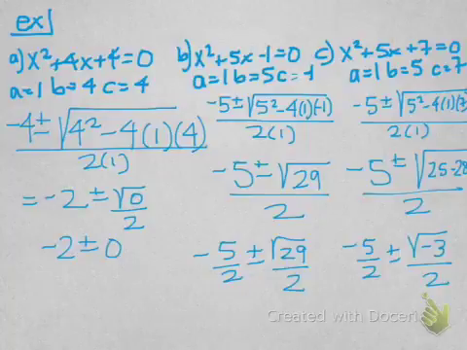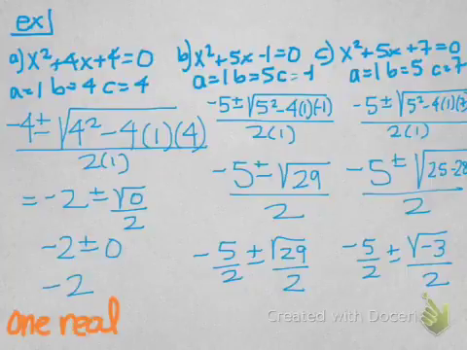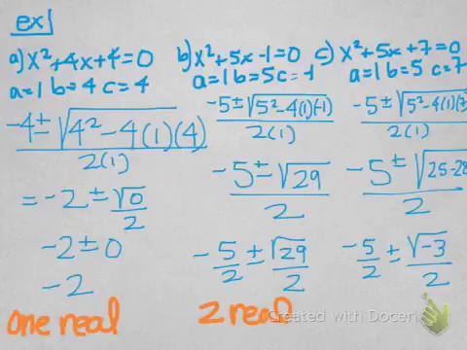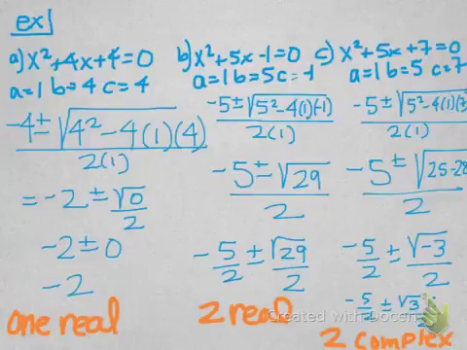So negative 2 plus or minus the square root of 0 over 2. Square root of 0 is 0. 0 over anything is 0. So really what we have is negative 2 plus or minus 0. And if you add 0 or subtract 0, you're still going to get negative 2. So this is one real solution. If we look at the next example, it's obvious we've got a real solution, but there are two of them because of the plus or minus. And then that third one, we have a square root of a negative number. So when we simplify that out, we get an imaginary number. And so in this case, you have two complex solutions.